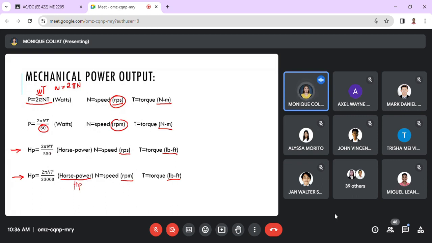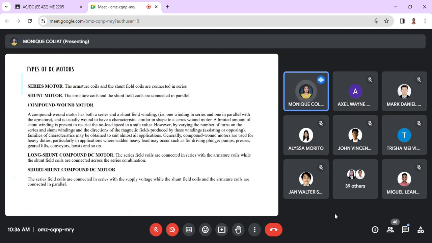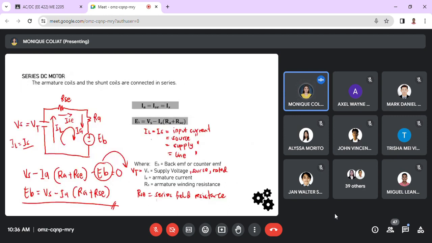Okay, what's next? Okay, so dito naman tayo kay types of DC motors. So, parang kagaya lang siya ni generator, we have the series, shunt, long shunt, and short shunt DC motor. Okay, so dito muna tayo kay series motor. Series motor daw, the armature coils and the series field coils are connected in series.